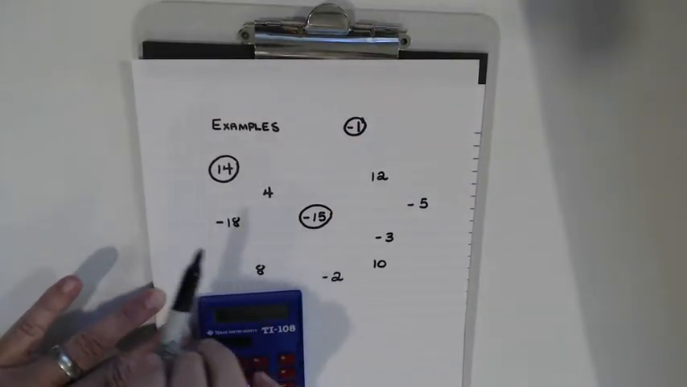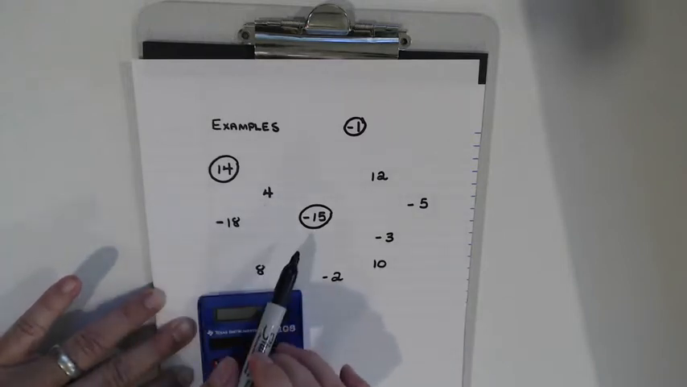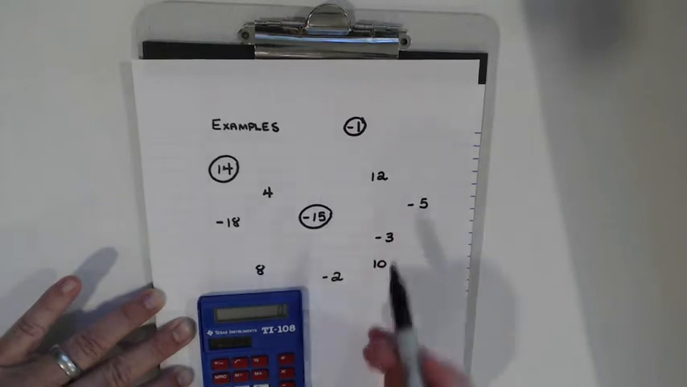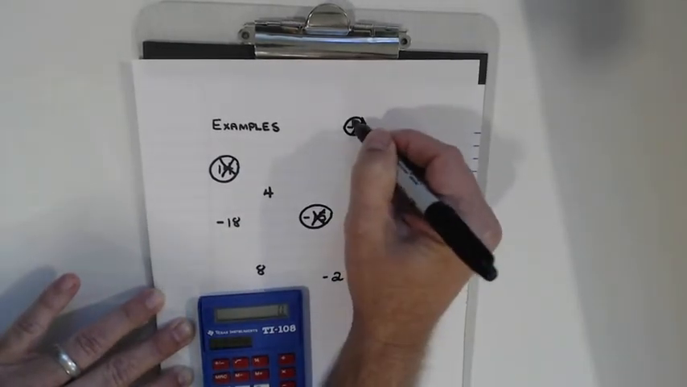I look at the signs. If the signs are the same, I add them together. If the signs are different, I subtract, and I use my rules to determine whether or not it's positive or negative. So I've put those two together.